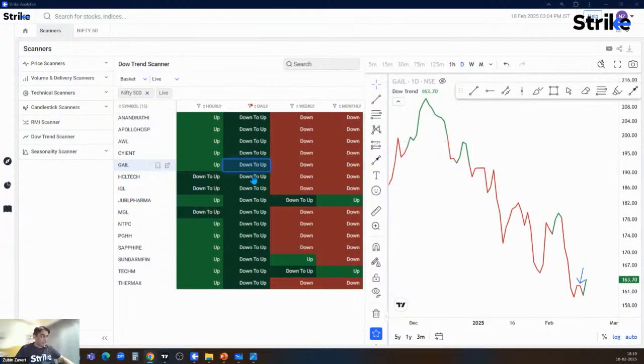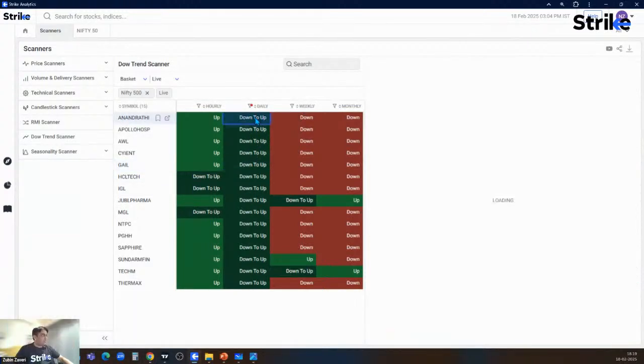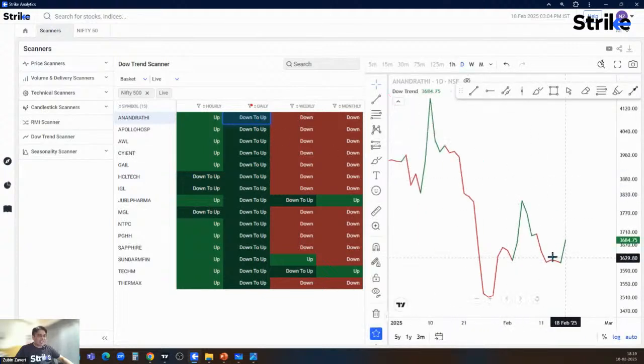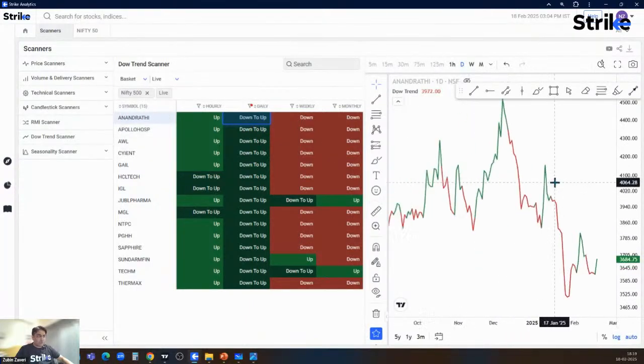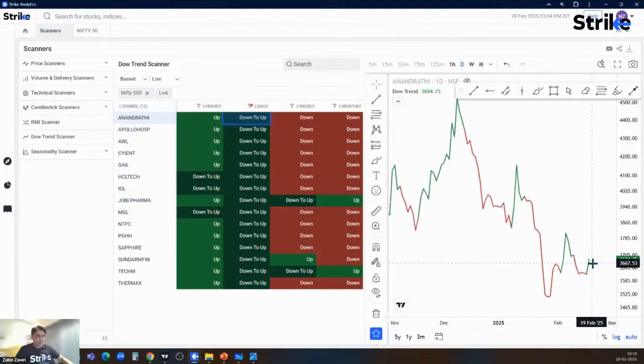Okay, so we have to find out. We can simply click on these, Anand Rathi, and check whether a major top has been taken down. So no. But overall, you can see that it is in a downtrend and somewhere near the bottom. So it's not so significant as of now.